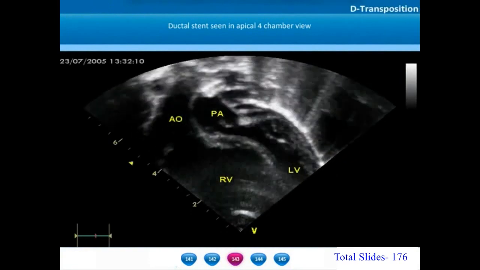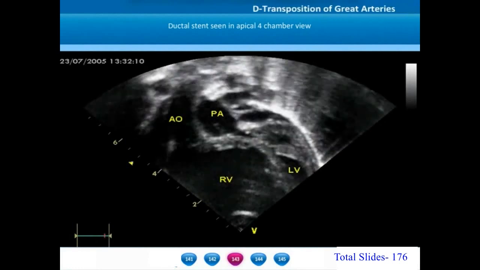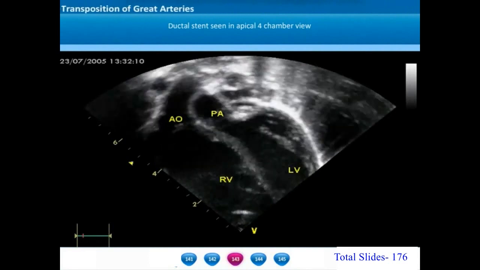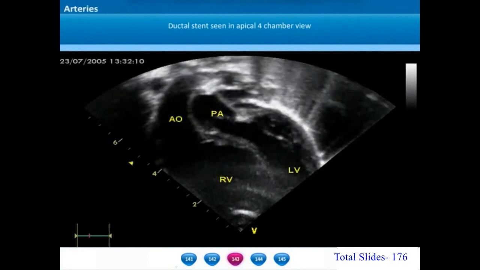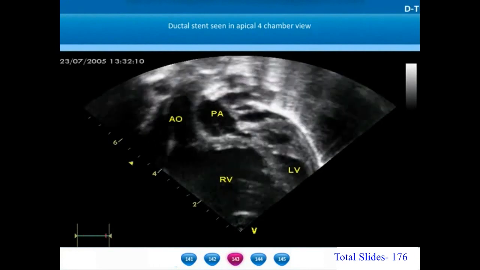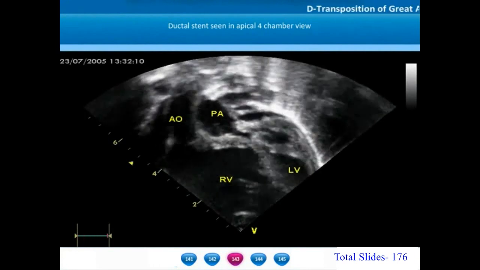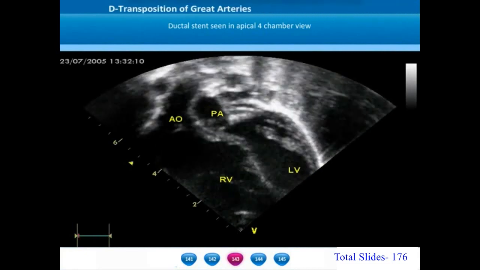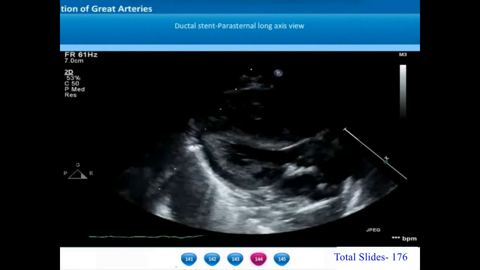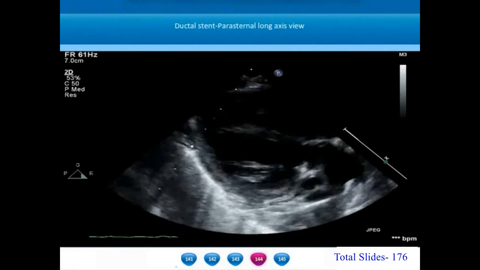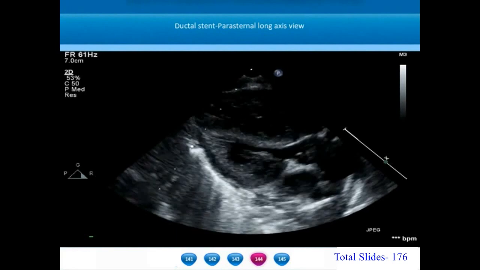Immediately after the ductal stent, the left ventricle may still not get adequate pressure and volume overloading, and so the interventricular septum may still be bowing into the left ventricle. However, as days pass on, the continued pressure and volume overload caused by the ductal stenting will progressively result in more and more thickening of the left ventricular free wall. After a few days, the left ventricular free wall becomes quite thick and the left ventricular volume also becomes roomy.